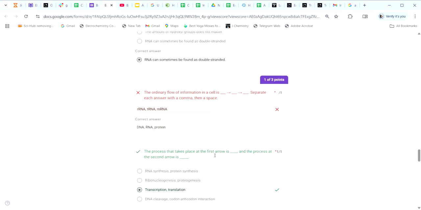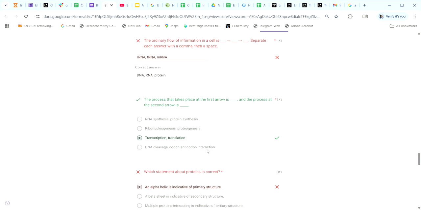Ordinary flow of information in a cell is DNA, RNA, then protein. Separate each answer with comma. That will be DNA, RNA, and protein. That is correct: transcription, translation.